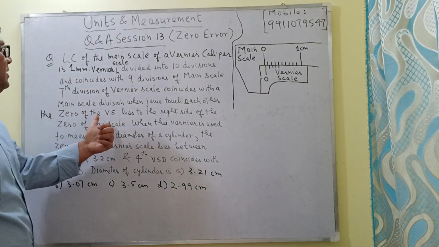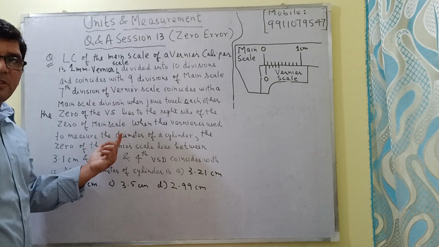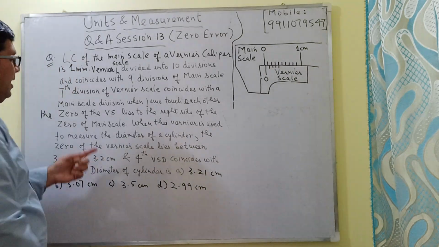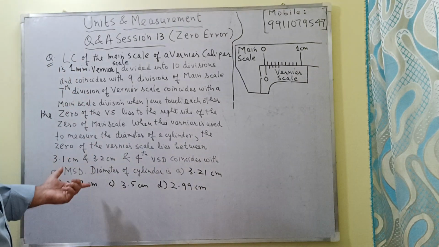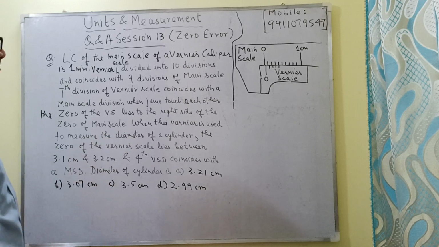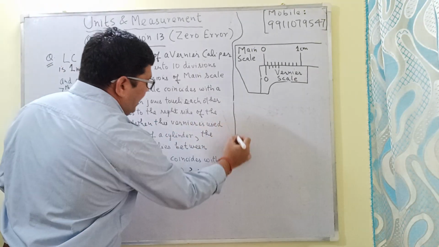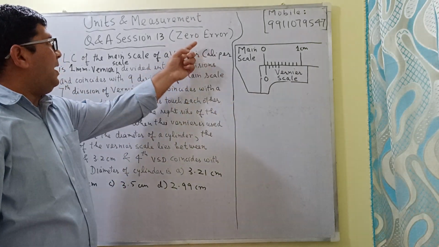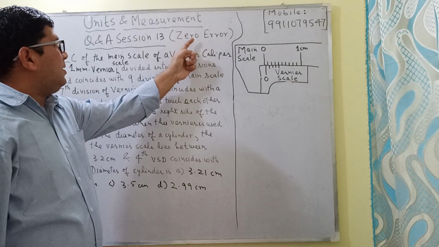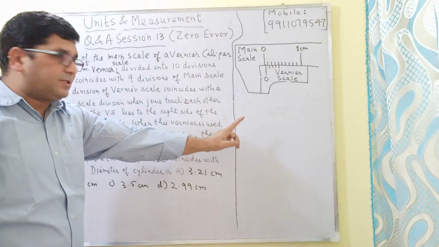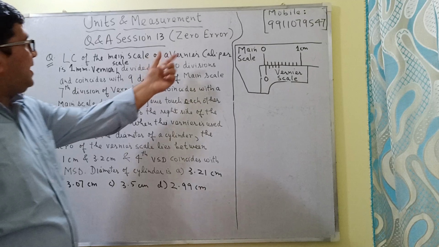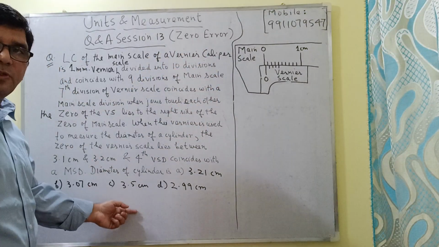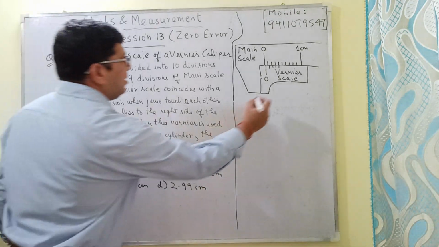Very similar questions have been asked in the IIT JEE examination, I think. So I have taken a very similar question so that you can understand how to calculate first of all the zero correction, and you should also know when the zero error is positive and when it is negative. If you are able to understand both these concepts, then it will be very easy for you to solve these types of questions.